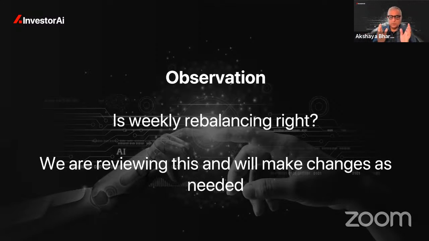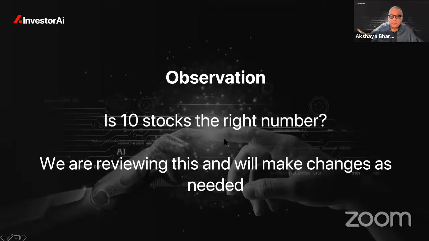So one of the things we are looking at is the frequency of rebalancing. The second thing that we are looking at is, is 10 stocks the right number? Because one of our users came to us and said, look, as long as you have 10 stocks, they will be volatile. If you have 15 or 20, then some of that volatility may diminish. And again, it's a good suggestion. It's a fair question. We are reviewing this in different scenarios.